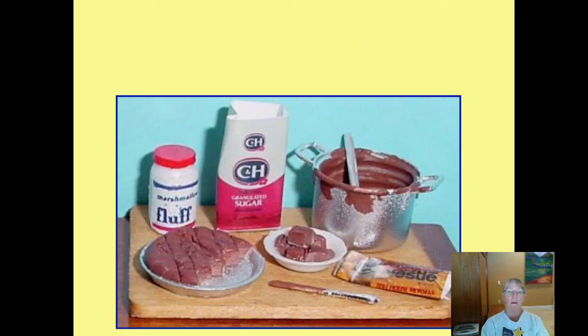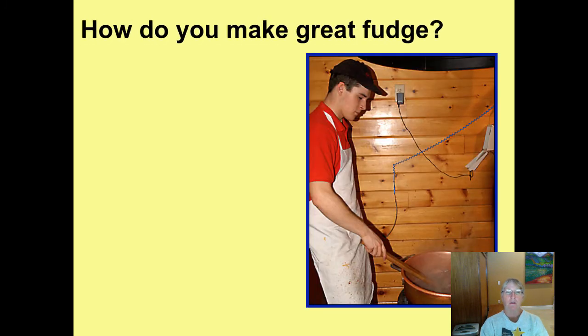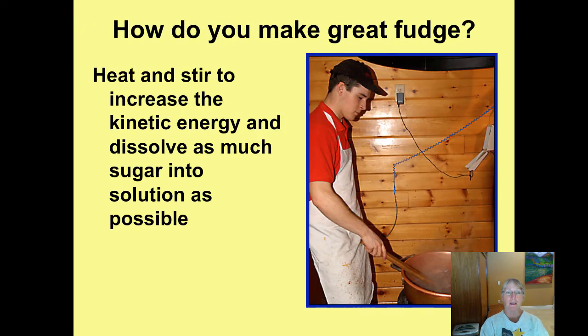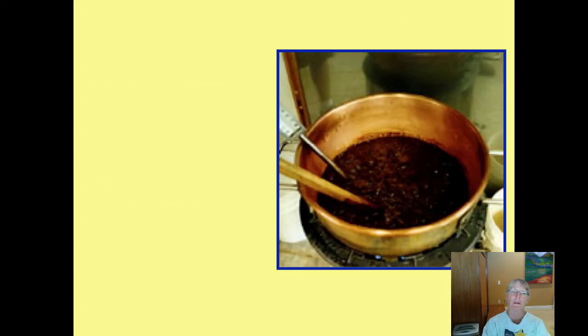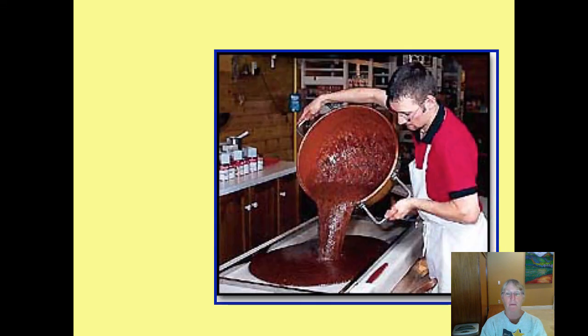So one of the special ways that we can use this process of supersaturation is when we make fudge. Here's all the ingredients you would need to make fudge. And what you need to do is to mix it by heating and stirring it to get as much sugar to go into solution as possible. And to do so, it helps if you use a copper pot, because that helps dissipate the heat, and you do this over a long period of time.